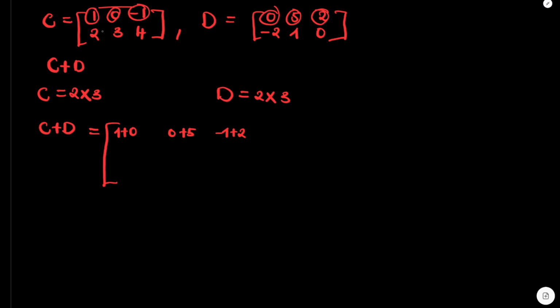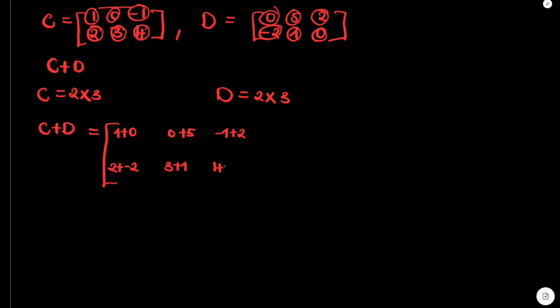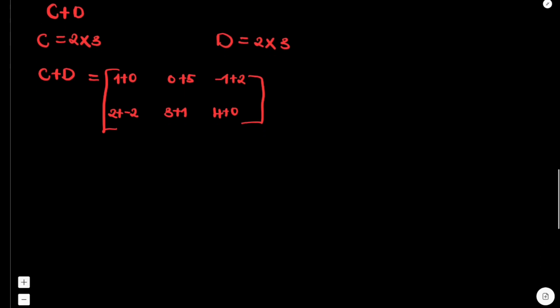Let's go to the next. Let's go below, 2. What is its corresponding element in the matrix D? It is minus 2. We add them. We take the next, 3. What is its corresponding element? 1. We add. The next, 4. What is its corresponding element? 0. We add. Now we have exhausted all the elements, so we simplify it.